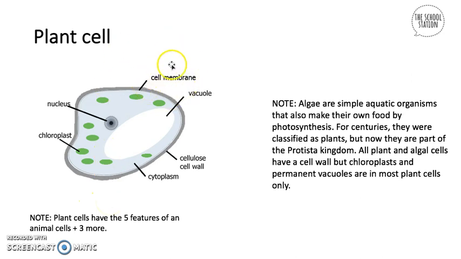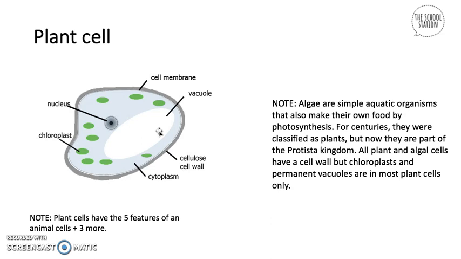As you can see over here, there is the cell membrane, the nucleus, the cytoplasm, and also ribosomes and mitochondria, which are not included in this particular diagram, but they also have three more features. Before we show you the three extra features, we have to quickly talk about algae.